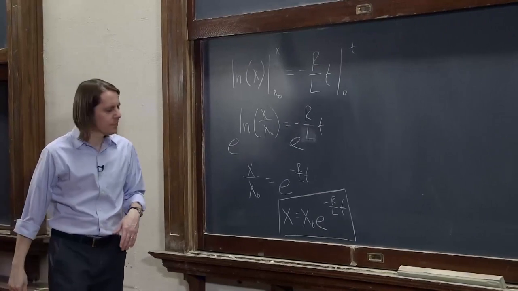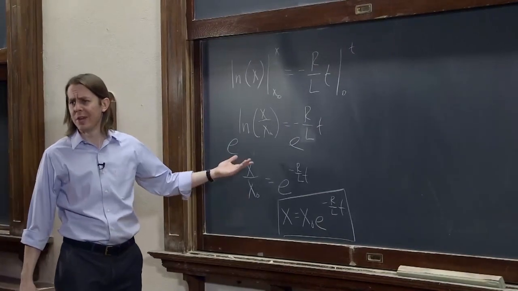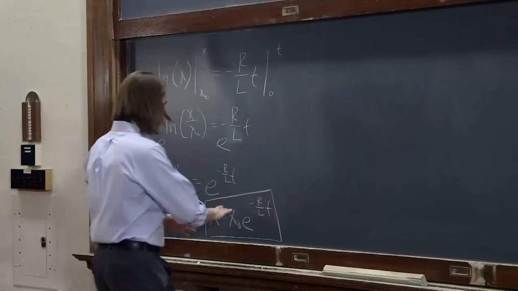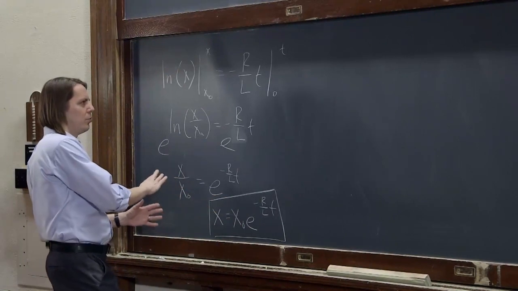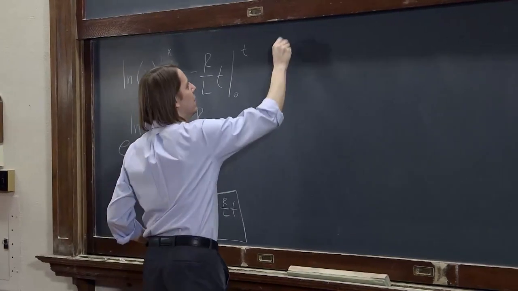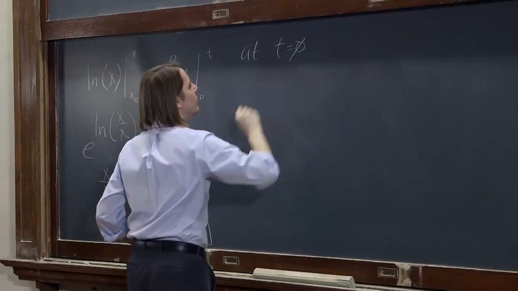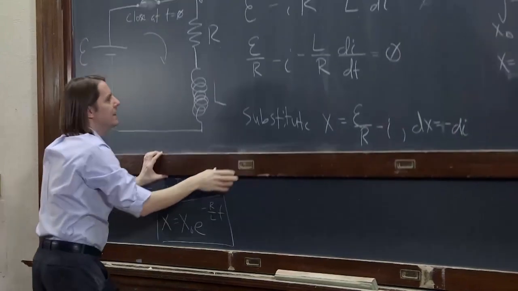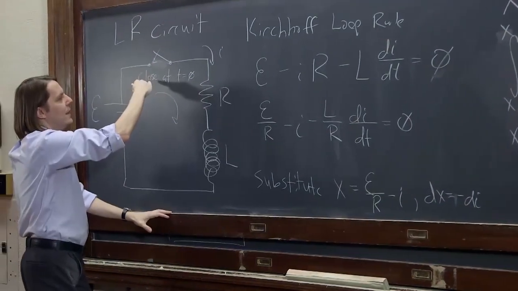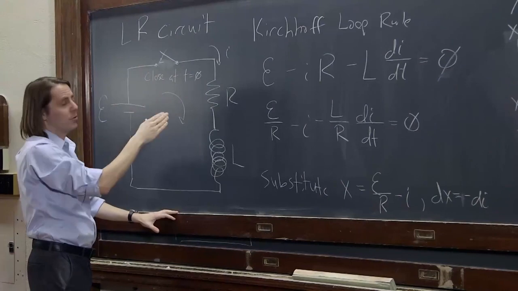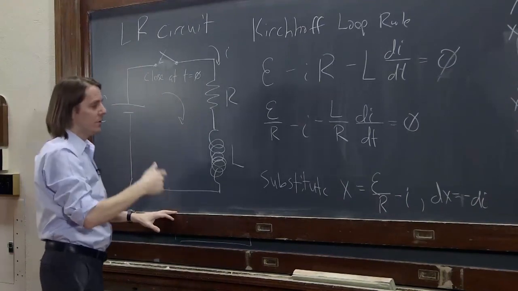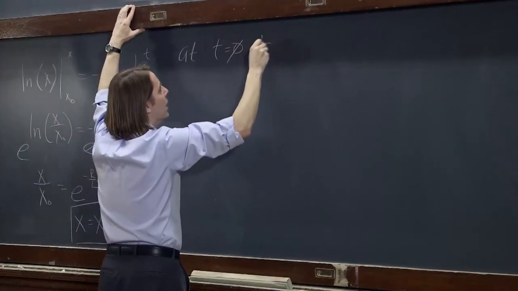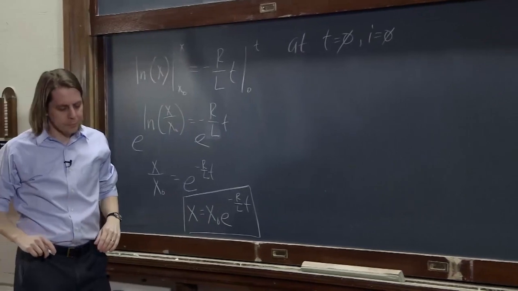So that is the solution for x, whatever x was. X was the EMF minus I over R. So now let's get back from x naught and x to real things. So let's see, at t equals 0, let's think about the real circuit. Let me look at it again real quick. The real circuit at t equals 0, we said we close it at t equals 0. And actually the current right at t equals 0 is going to also be 0. It takes a while for the current to get going in the circuit. So at t equals 0, I equals 0.